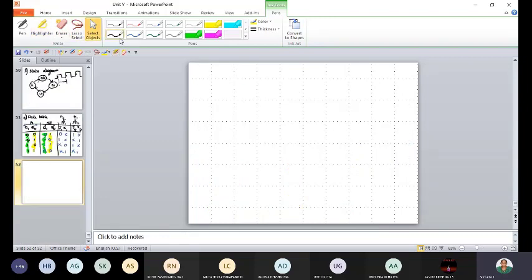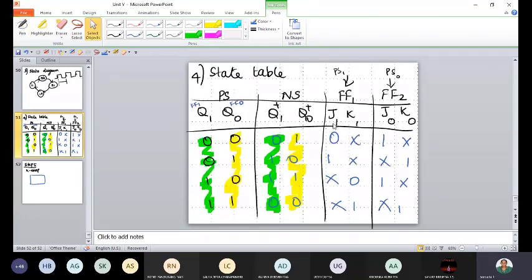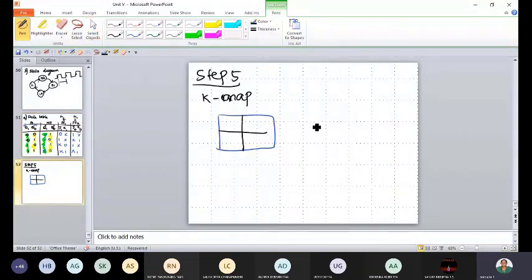The next step, step 5, is to use your K-map to get the Boolean expression. What is the input that should be given? That is what we need to determine, because you know the outputs and the states. Since I need J1, K1, J0, K0, I need 4 different K-maps, and each is a 2-variable K-map.